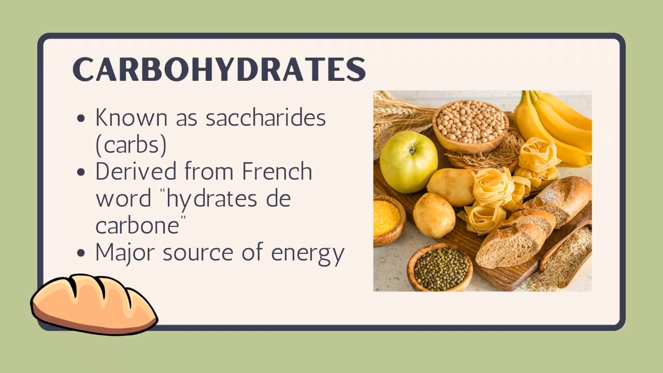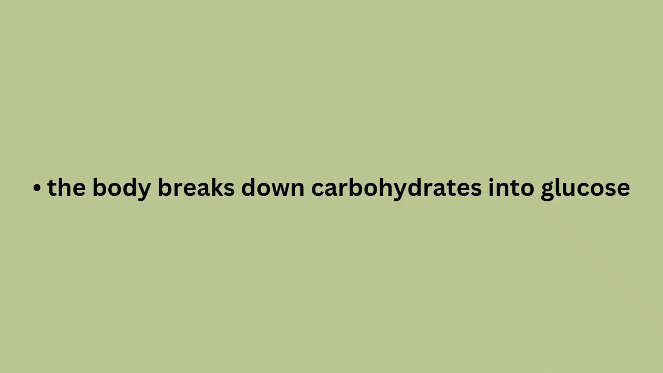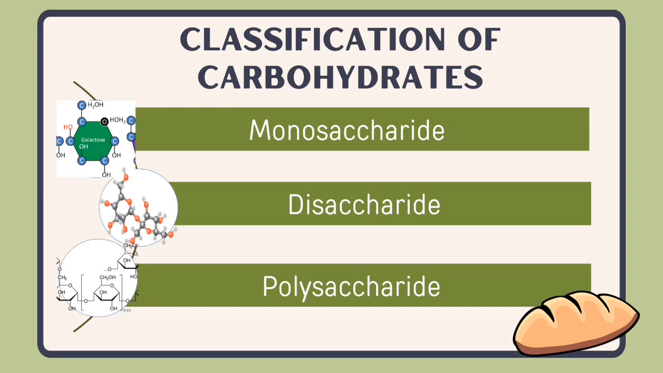You have 10 seconds to answer the question. The answer is because the body breaks down carbohydrates into glucose, which is the primary energy source for the brain and the muscle. Let us proceed to the classification of carbohydrates, which is the monosaccharide, disaccharide, and polysaccharide.